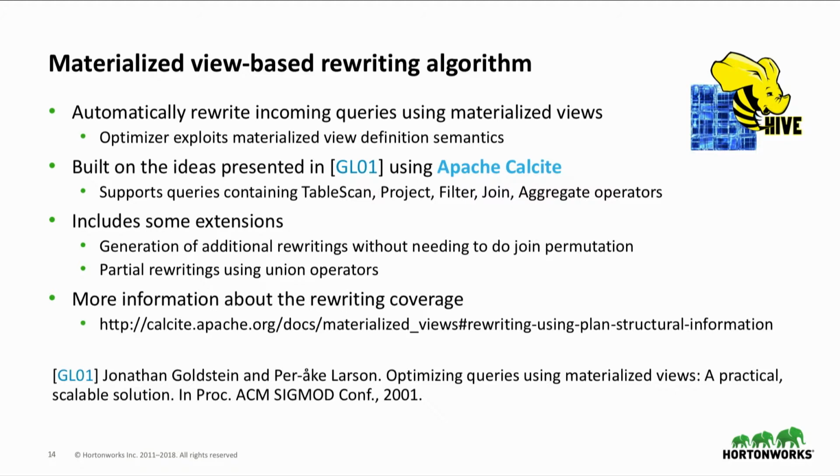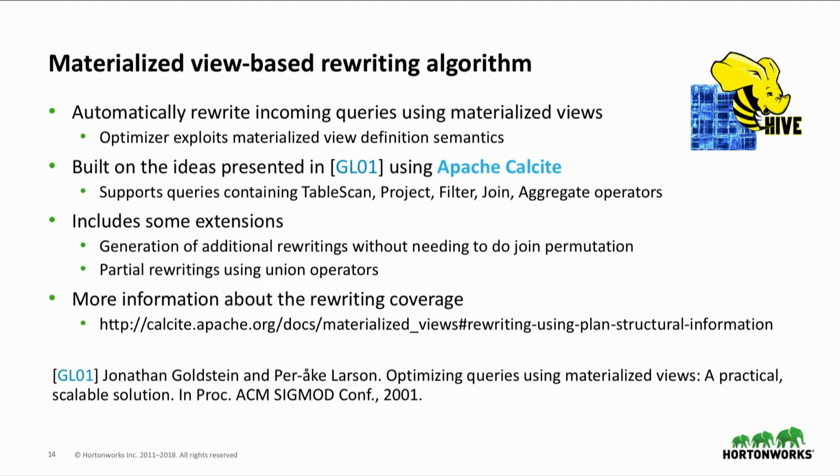And also we have partial rewritings using union operators. So you understand this, what this means is that, for instance, if you store in your view the results for a certain query for year 2017, but then suddenly comes a query that asks for 2016 and 2017, the optimizer is capable of reconciling these results, where you will read some of your data from your view and some of your data from the query execution. And this is also important because, I will talk about this later, it is the foundation for the incremental view maintenance.